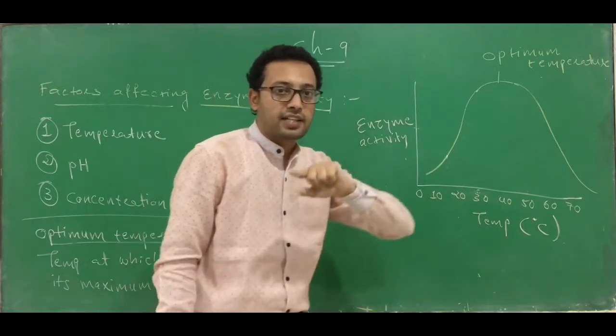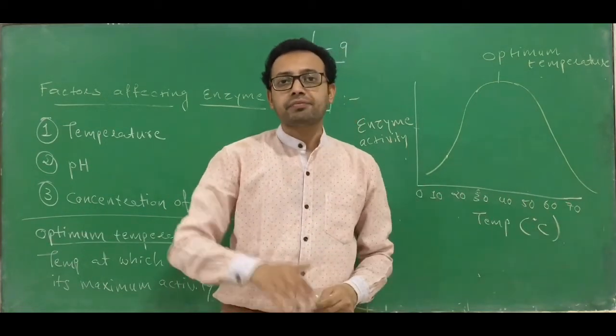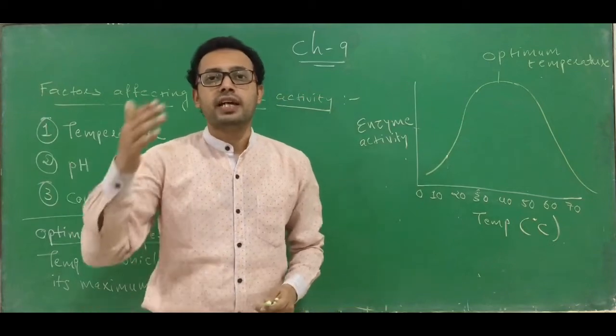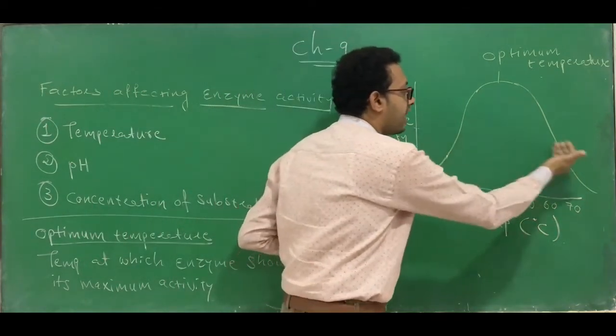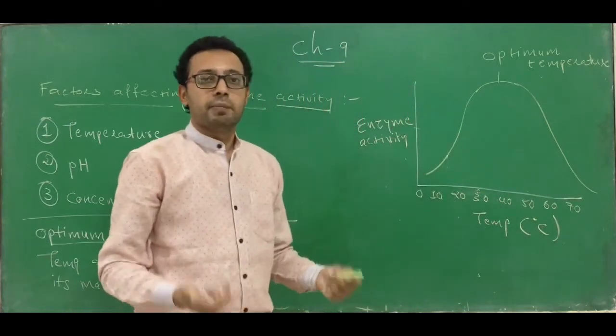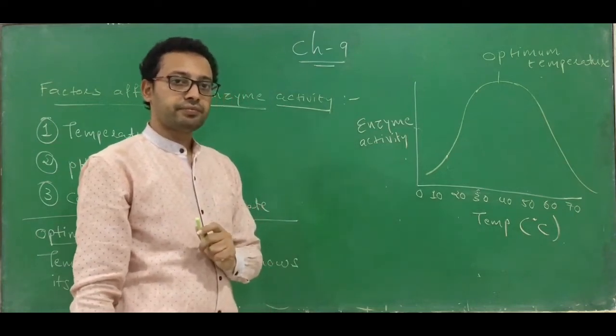So remember, at low temperature, lower than the optimum temperature, the enzyme becomes inactive. At a very high temperature, the enzyme gets denatured. So the enzyme activity gets decreased at both high and low temperatures. But the maximum activity you can see is at the optimum temperature.